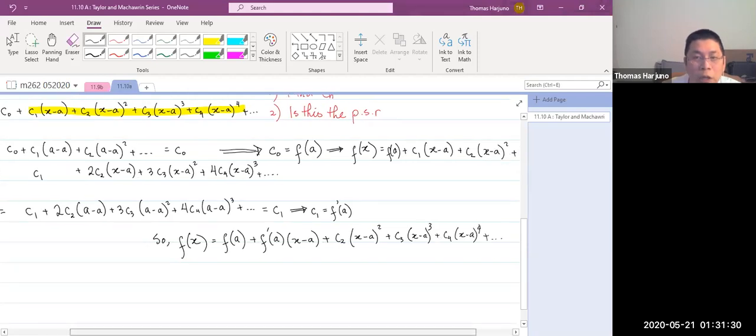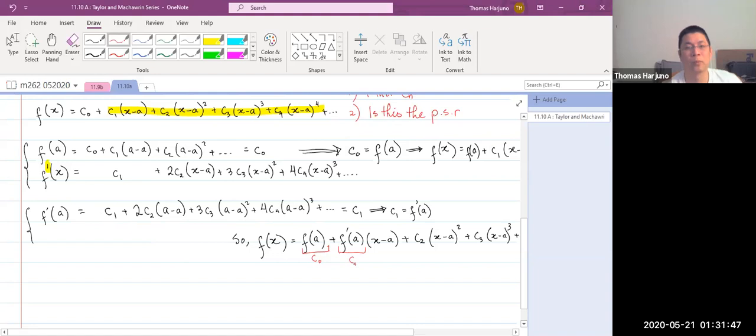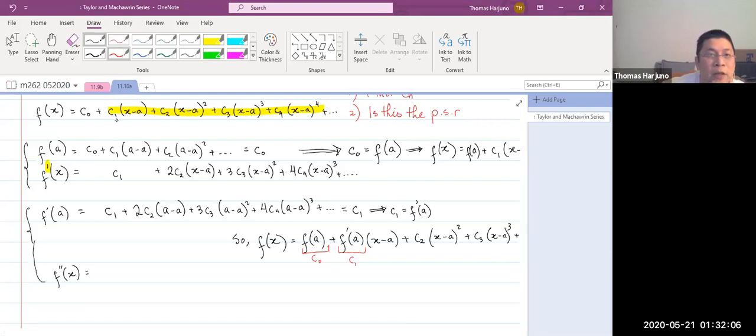Now, I want you to see the advancement. Earlier, we know this as c naught. Now we have that value. And earlier, we know this is just c1. Now we know that's f prime a. Okay? Now, imagine if I do the next derivative, f double prime x. So if you do the derivative from f prime x here, you do another derivative.